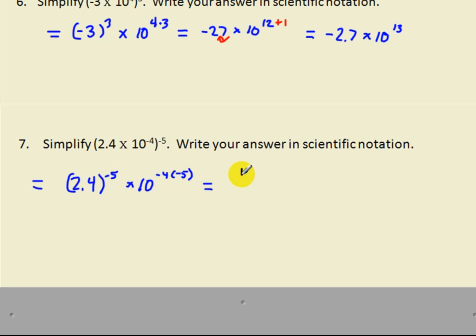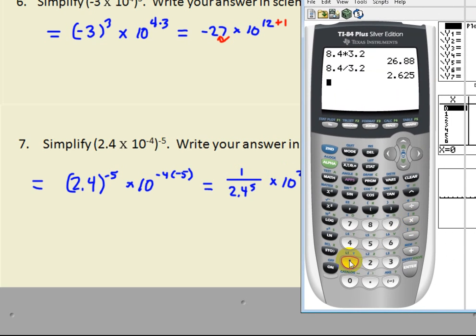So this we could write as 1 over 2.4 to the 5th power times 10 to the positive 20th power. And now we want to figure out what is 1 over 2.4 to the 5th. So I'm going to punch in 1 divided by, parentheses, 2.4 caret 5 to raise it to the 5th power, close parentheses, and we get 0.012. I'm going to round this after that second 5, so 4 significant digits should work for us.